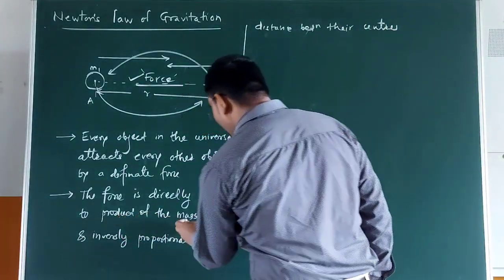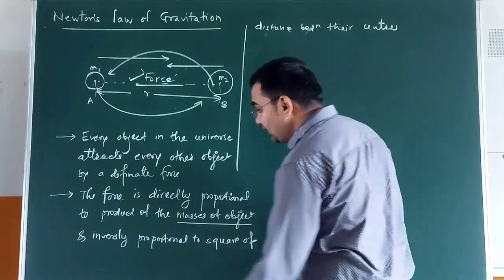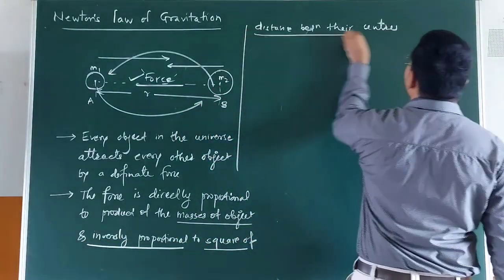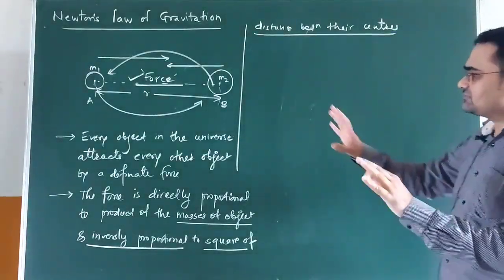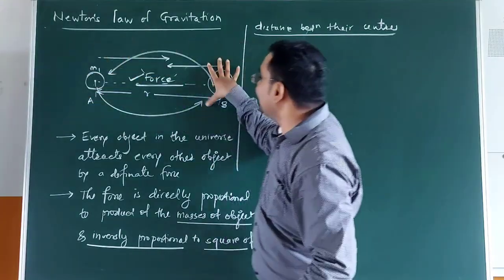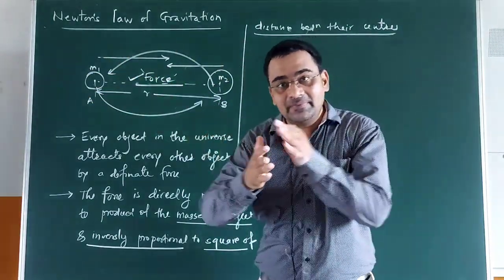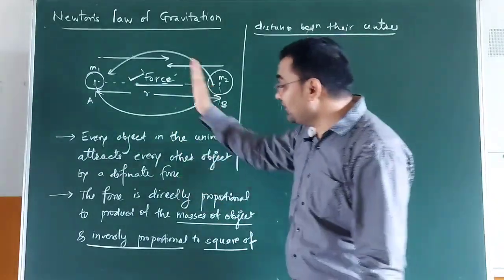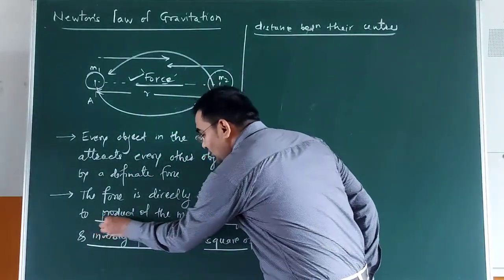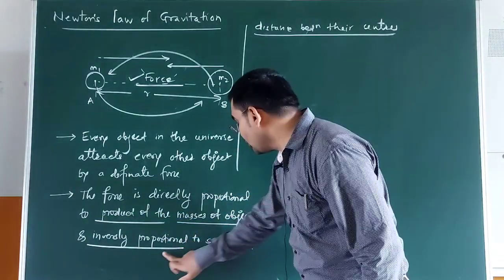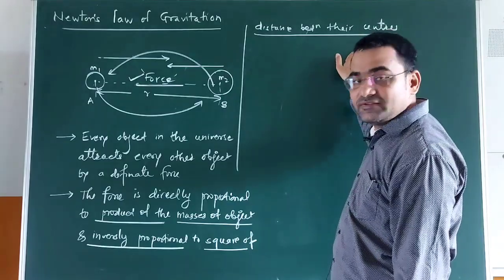Force is directly proportional to the product of the masses of the objects and inversely proportional to the square of the distance between their centers. In a very simple way, he said that if masses increase, force will increase, but if distance increases, force will decrease. So how will it increase? It will increase in proportion to the product of their masses, and it will decrease in proportion to the square of the distance. Is it clear?